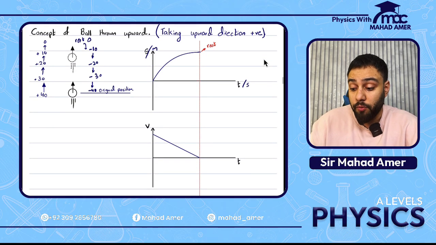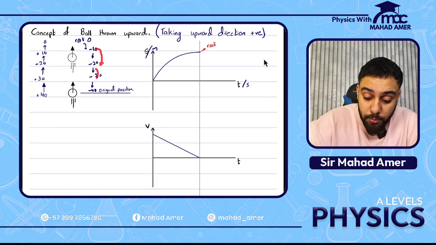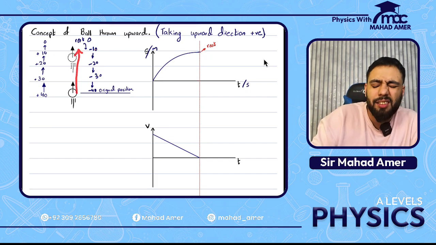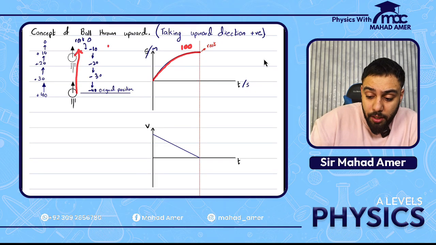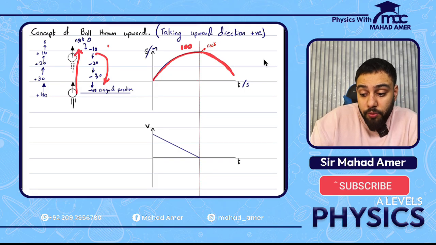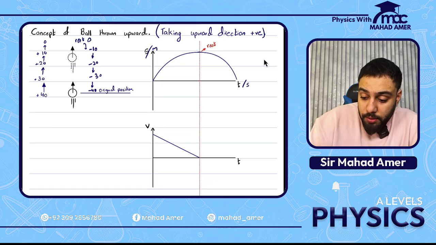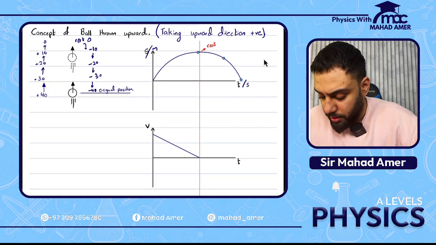So when it comes to the displacement time graph, the object will be accelerating, but the object is coming back to its original position, so the displacement is going to go down. Let's say, for example, it went 100 meters. Now it's going to come down to its original position, so the displacement is going to reduce, and eventually it would come back down to its original position. So this is going to be the shape of the displacement time graph.